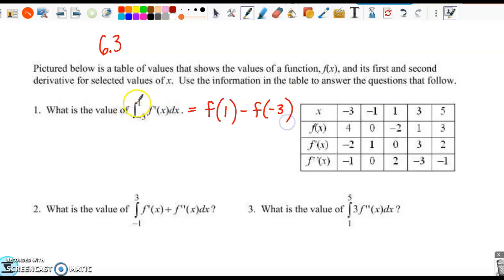Because remember, this is telling you to do the antiderivative. Well, f prime is the derivative of f, so the antiderivative would be f. And then you plug in 1 for x and negative 3, and you subtract. As you look at your table, f of 1 is negative 2, and f of negative 3 is 4. So negative 2 minus 4 would give you negative 6.